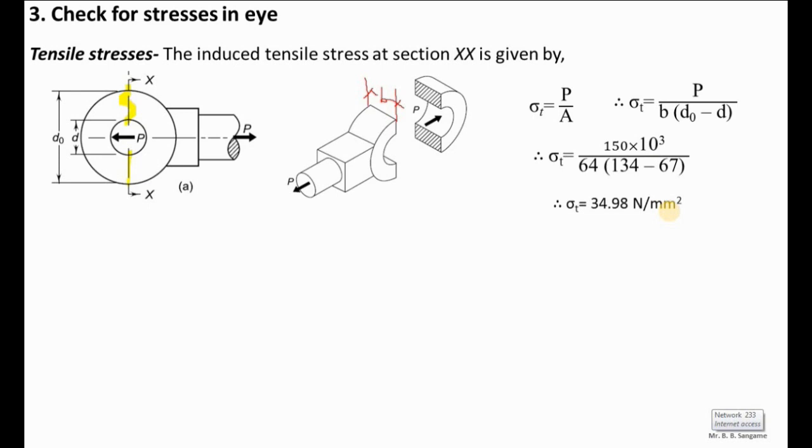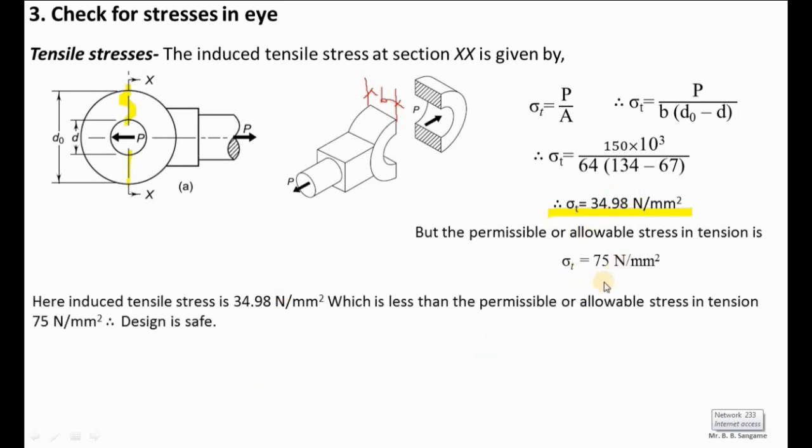So after the calculation, this is the actually induced tensile stress for the values of B, D0 and d that we have calculated as per the empirical relation. This much stress will get induced inside the cross section XX, or inside the eye. But the permissible or allowable stress for the eye is 75 Newton per mm square. So you can see that the induced stress is less than the permissible stress. So our design is safe.